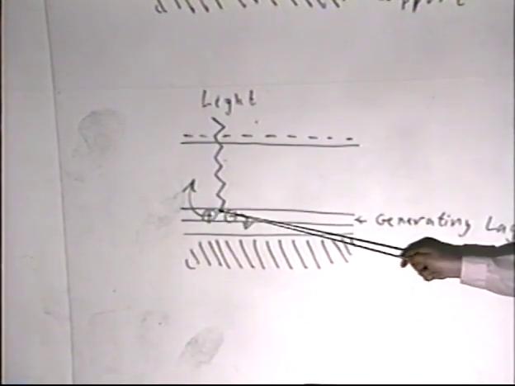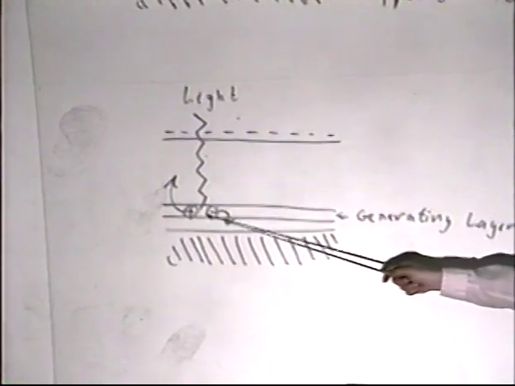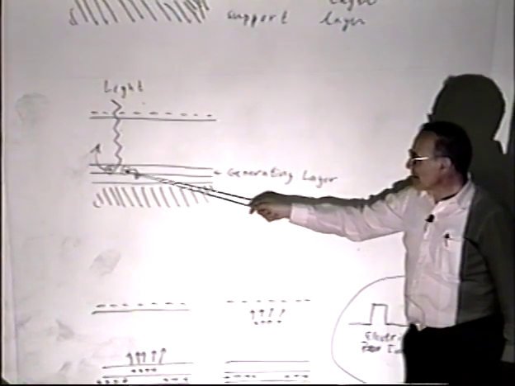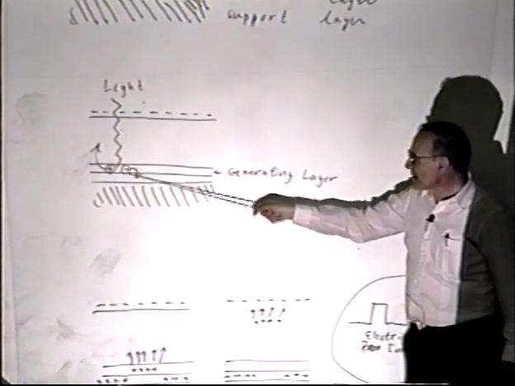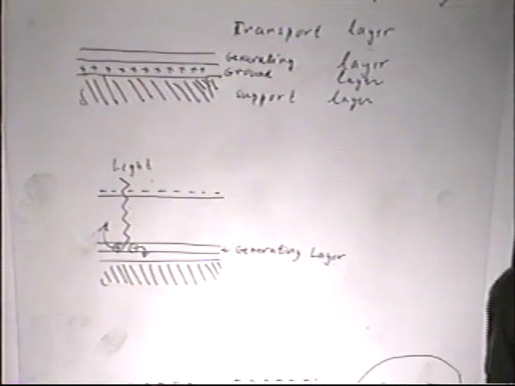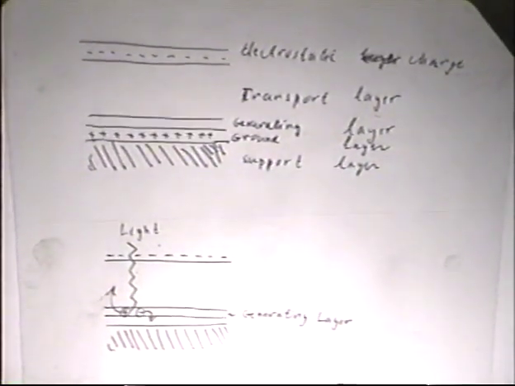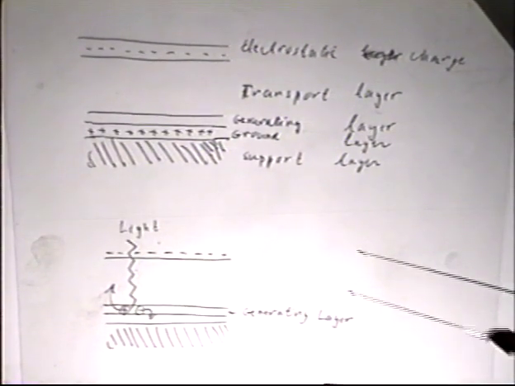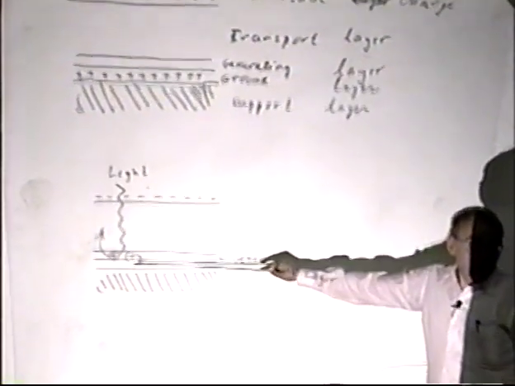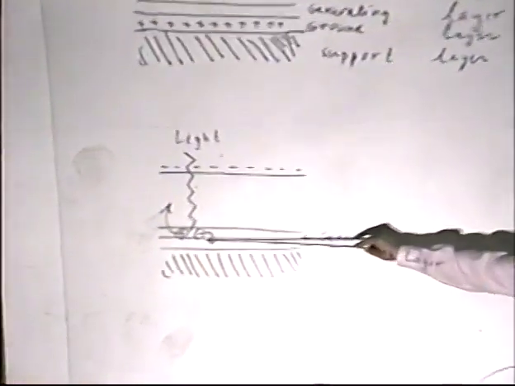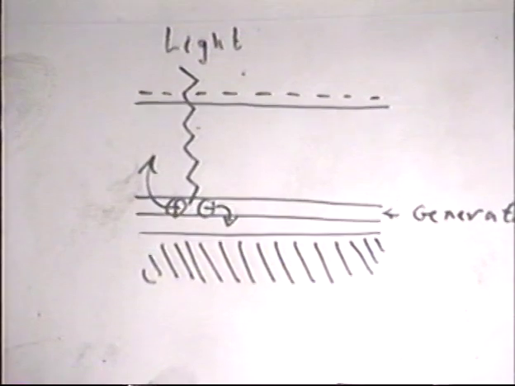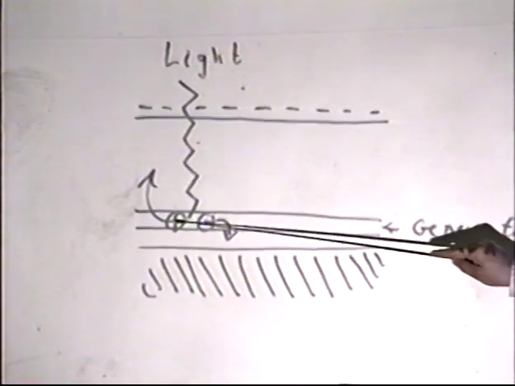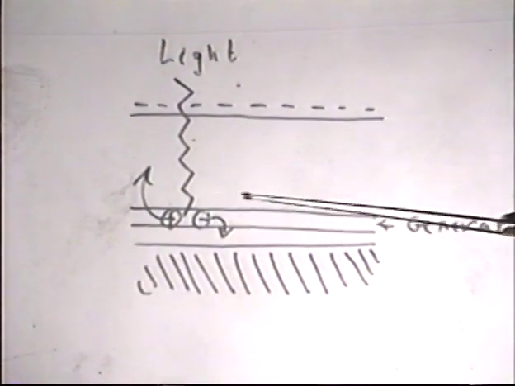It hits atoms in the generating layer, breaks them into electrons and holes, and the negative ones are attracted to the positive field that was created in the corona charge. So they are just grounded. The electrons that are generated here from the light, from the photons, just get grounded and become neutral. They don't play any role. But the holes that developed here, they start moving around.